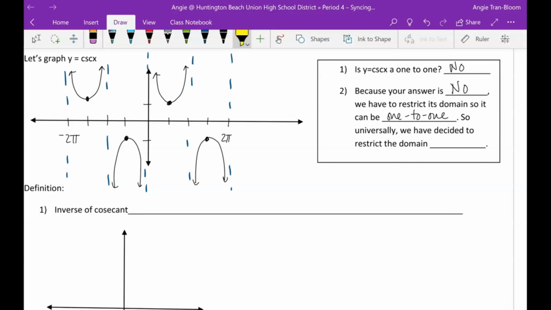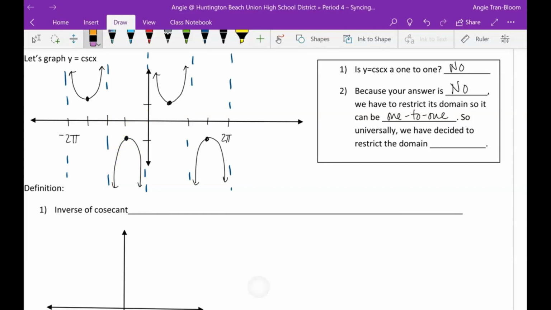So what if I were to restrict it from 0 to pi? Well, that's not a one-to-one. That's not going to work, right? So unhighlight that. What if I want to say 0 all the way to 2 pi? Well, that's definitely not a one-to-one. So unhighlight that. What if I want to go negative pi to 0? Well, that's not a one-to-one because this piece is not a one-to-one, right? So definitely unhighlight that. Okay.